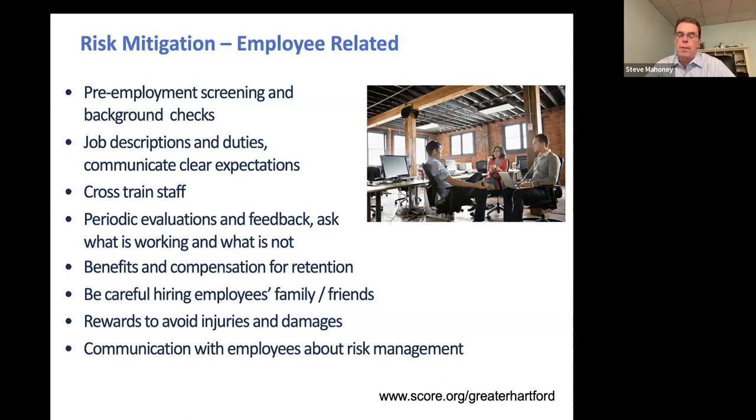This next one, a lot of times when folks are getting started, they're going to just hire whoever they know to help out. Just be mindful if you're hiring friends or family of other employees. It may seem like a good idea at the time if they've got the right expertise, but it could create some conflicts and some challenges just in terms of the workplace dynamics. So just keep that in mind. It could be a little problematic.